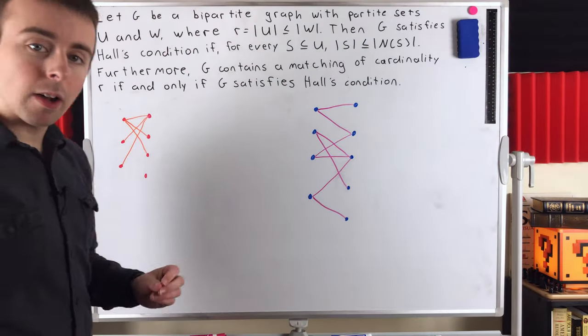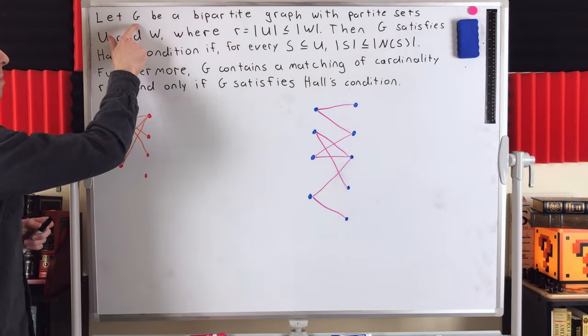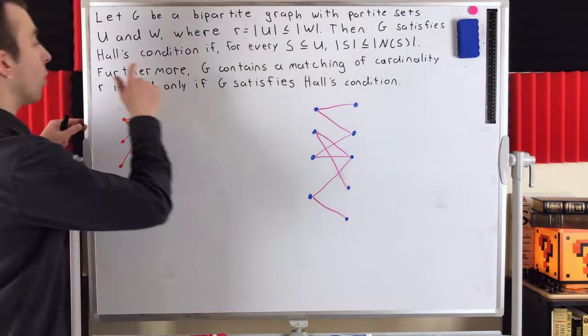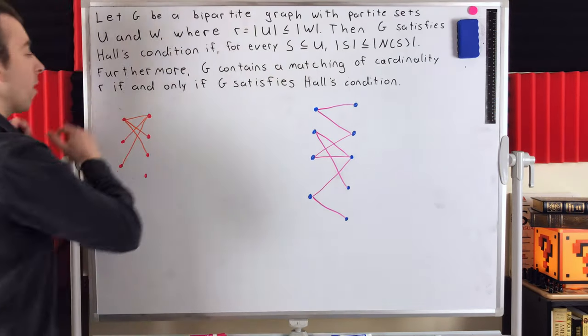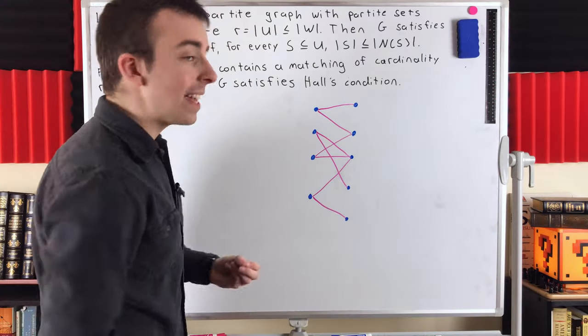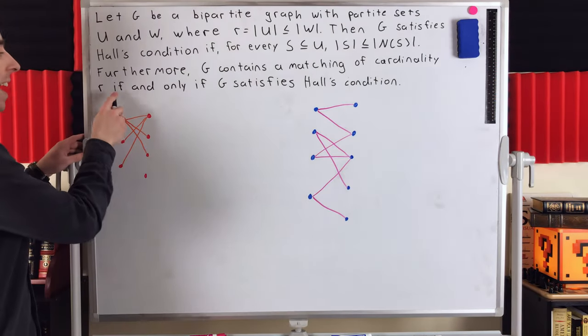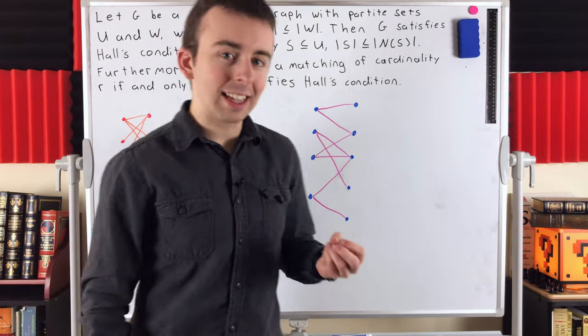Now, having just read Hall's condition, let's state Hall's theorem. So we're still talking about the same bipartite graph G with partite sets U and W, and so on. So furthermore, bipartite graph G contains a matching of cardinality R, which is to say it contains a matching that includes all R vertices of the smaller partite set U, if and only if G satisfies Hall's condition.